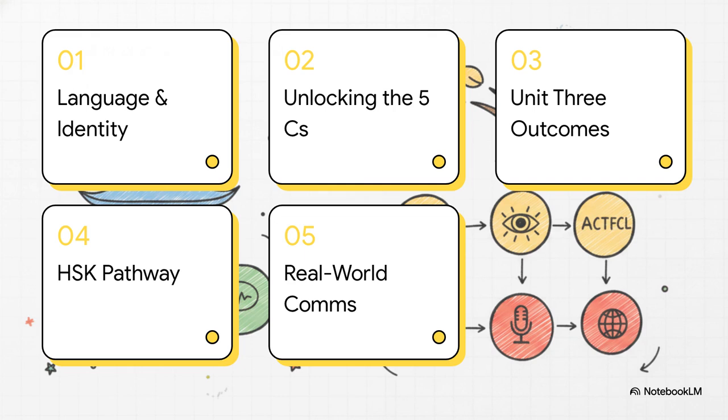First, language, culture, and identity. Second, unlocking the 5 C's. Third, your Unit 3 outcomes. Fourth, the HSK proficiency pathway. And finally, mastering real-world communication.